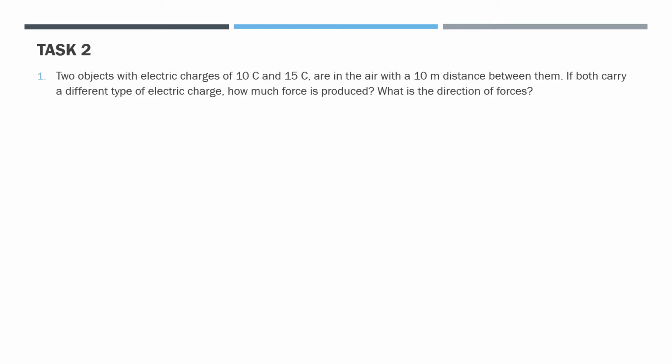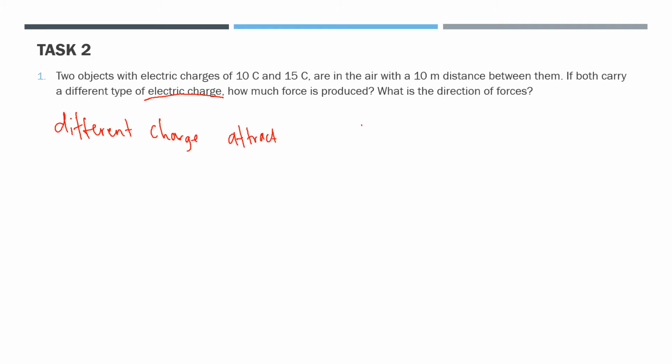For task 2, I didn't put any symbol in here. It doesn't mean that we don't need to consider the charge, okay? You have to read the question, which said that it has a different type of electric charge. So we don't know which one is positive and which one is negative. We just know that both of them will attract, because different charges attract.